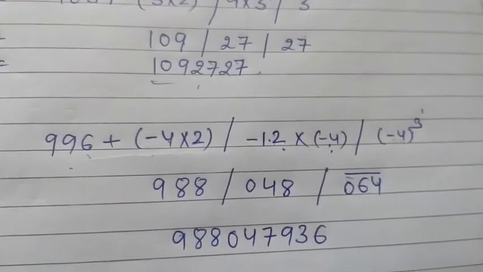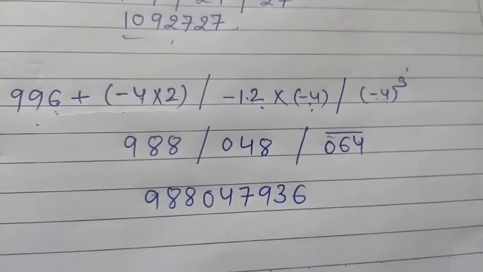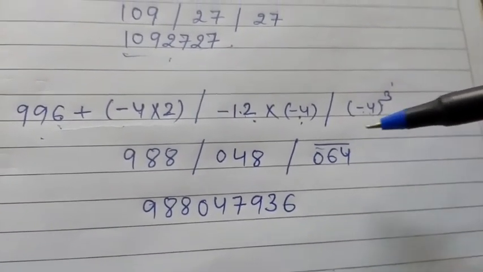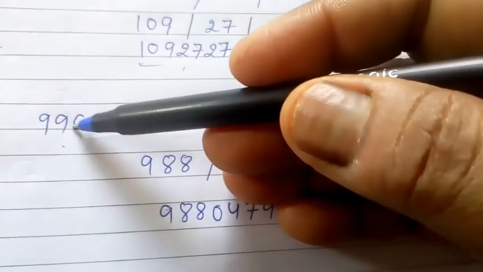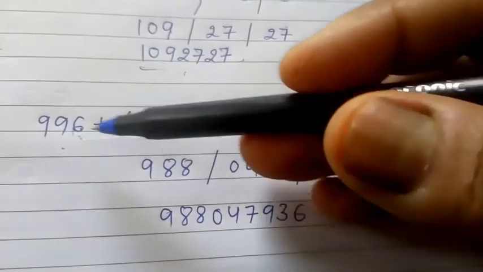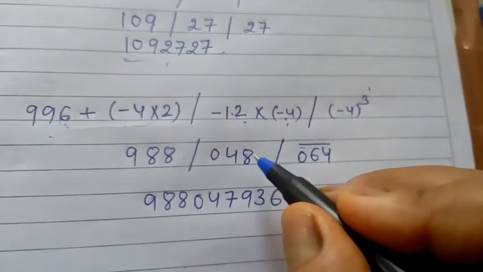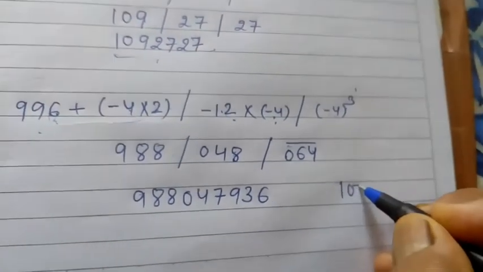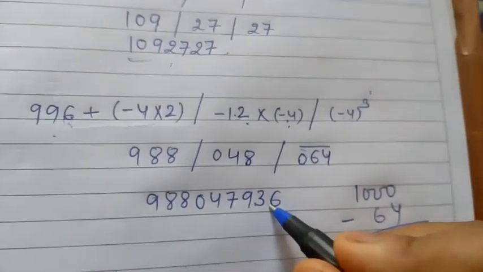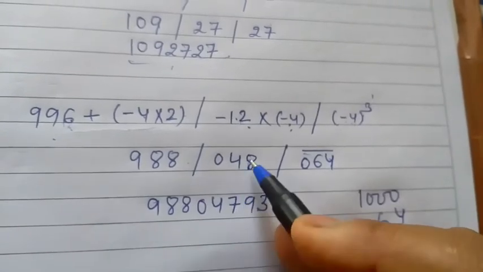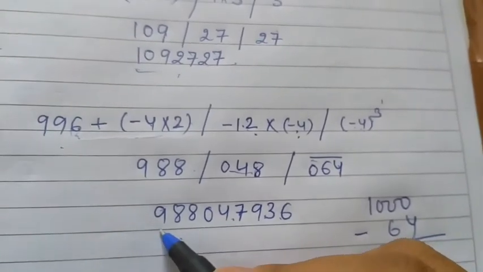Minus 4 cube is 064 bar. This is a very important technique in Vedic mathematics, putting a bar over a negative number. 12 times 4 is 48. We have to write here 3 digits because the base is 1000, so 48 and 064 bar. It means carry 1 here. Here it is 1000 minus 64. We will get 936. Carry 1, it means 48 becomes 47. So 988, 047 and 936: 988047936 is the cube of 996.